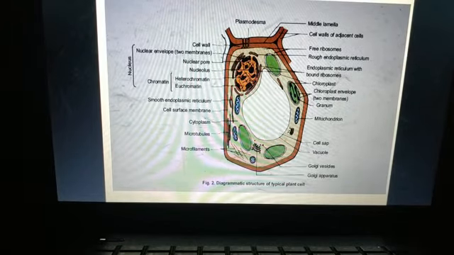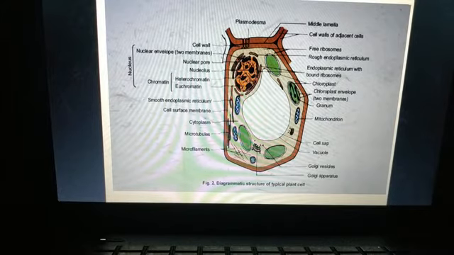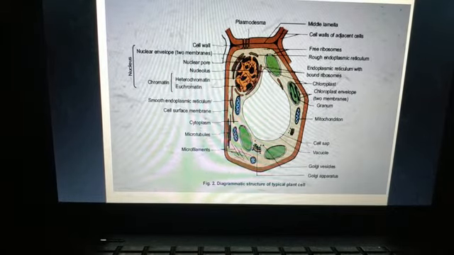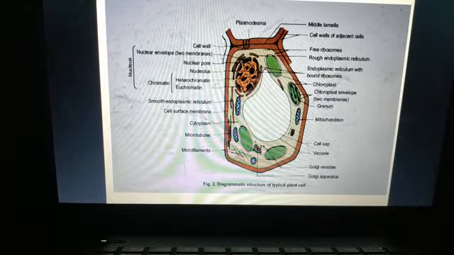Now apart from these, small microbodies like peroxisomes are also present. I will discuss peroxisomes in this chapter. So this is all about the plant cell.